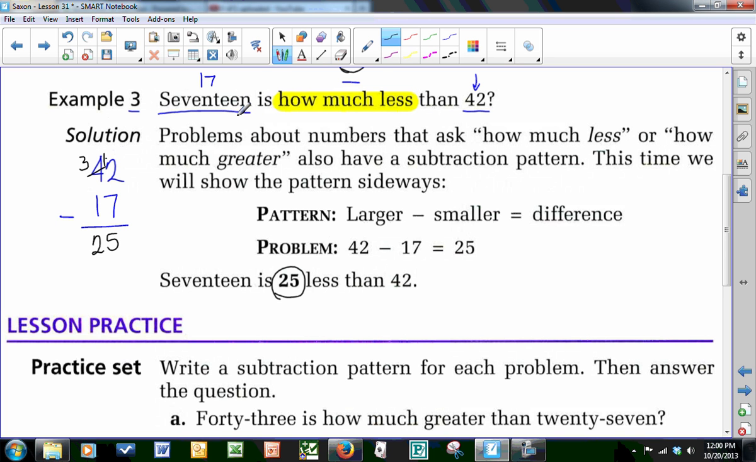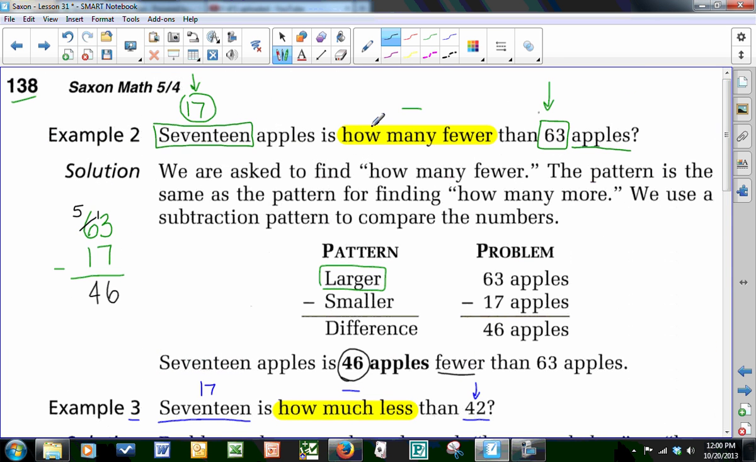So let's review the 3 phrases that indicate a subtraction pattern. What I want you to remember is how much less is a subtraction pattern. The phrase how many fewer is a subtraction pattern. And from the previous page, we had the phrase how many, do you remember what it was? How many more? That's a subtraction pattern. So if you see those phrases, you're going to be writing a subtraction equation.